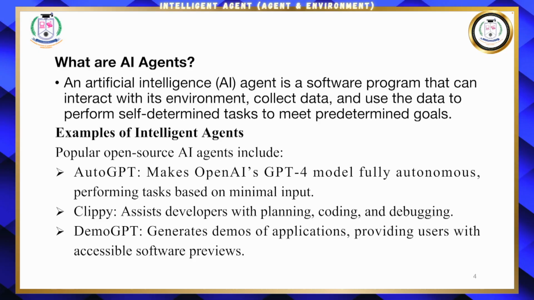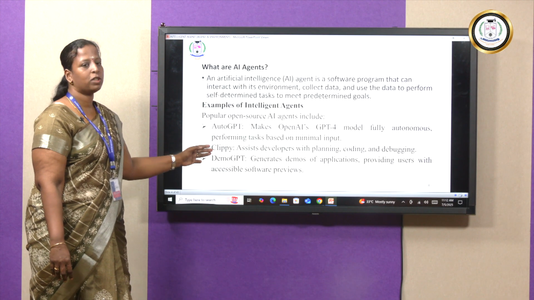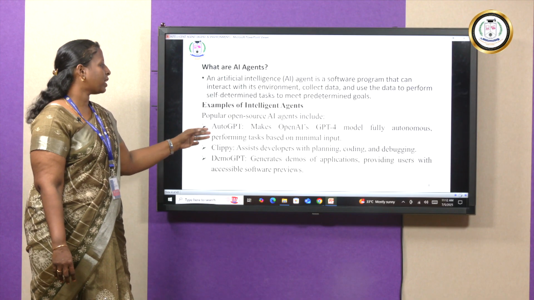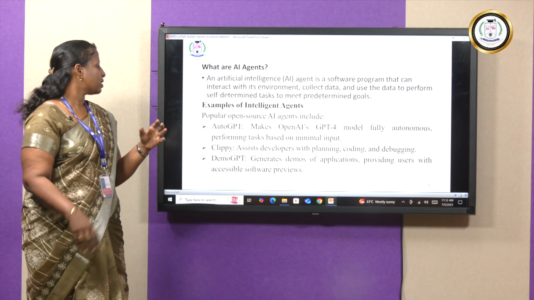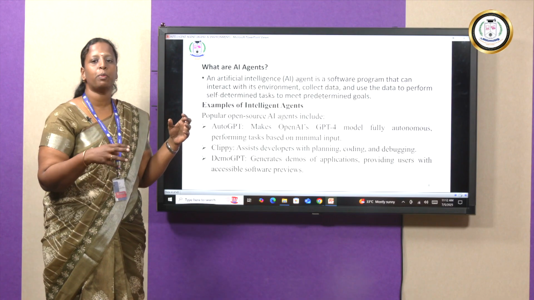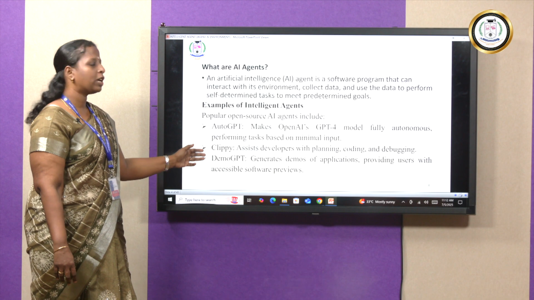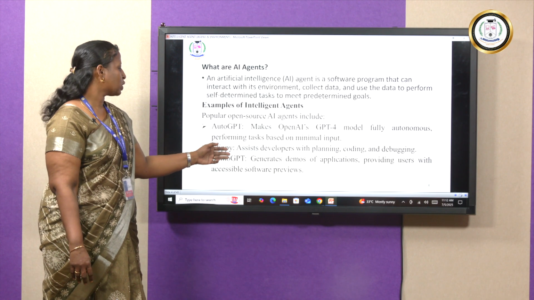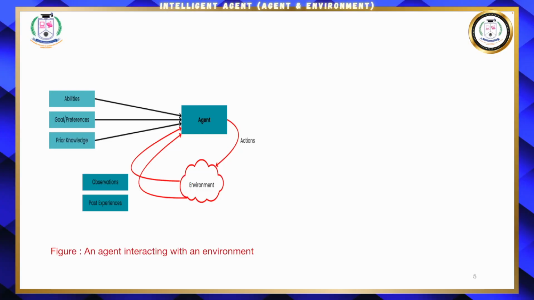Popular AI agents are AutoGPT, Glippy, and DemoGPT. AutoGPT is mainly focused on autonomous systems, and with minimal input the task can be performed. Glippy is mainly used for planning, coding and debugging. DemoGPT is mainly used to provide a preview of the particular software. So this is about AI agents.